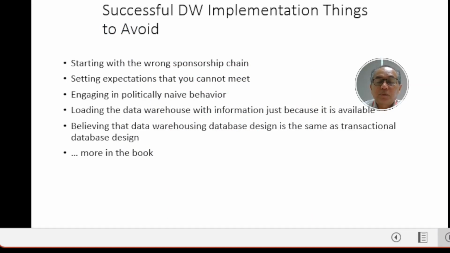So, successful data warehouse implementation, things to avoid in implementing a data warehouse. You start with the wrong sponsorship chain, you set expectations that you cannot meet, you engage in politically naive behavior, you load the data warehouse with information just because it is available, and you believe that the warehouse database design is the same as the transactional database. So the design of a data warehouse database is different from the transactional database design.